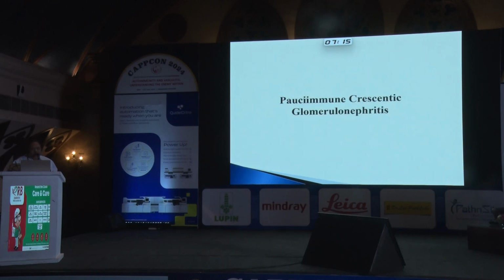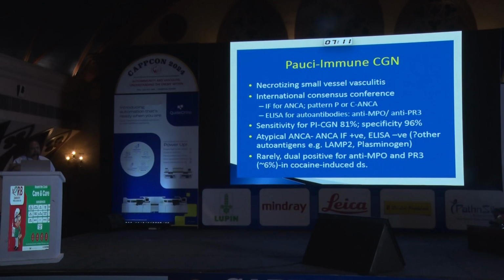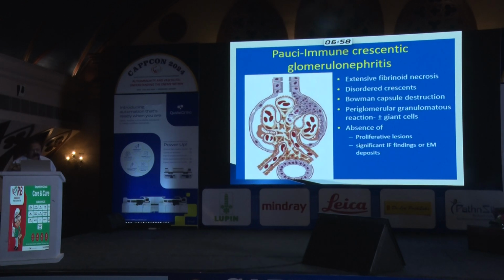Then we come to post-immune crescentic glomerulonephritis. So these are the necrotizing small vessel vasculitis, and they are either P ANCA or C ANCA positive. Now, ANCA has been discussed at length, and I won't be going into the ANCA findings or the ANCA morphology. What we find again in these cases is extensive fibrinoid necrosis.